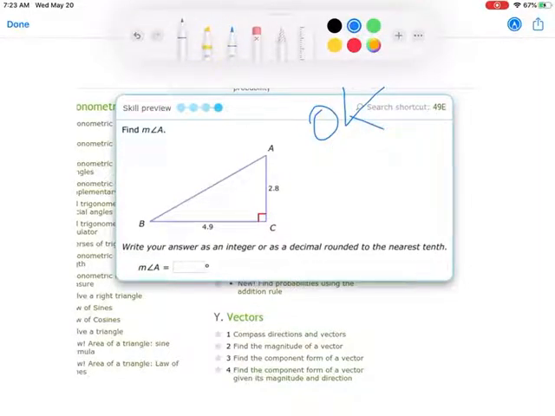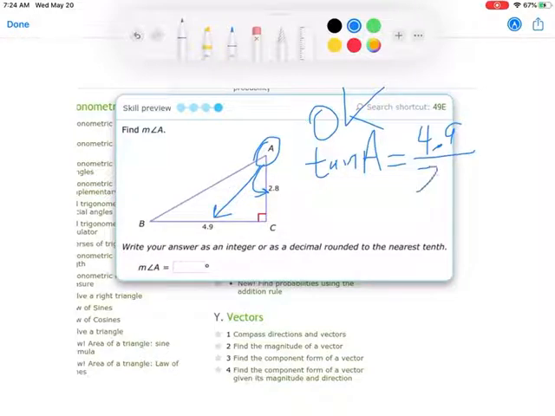Find the measure of angle A. That's this thing right here. So we've got the opposite and we have the adjacent. That is the tan function. Opposite, adjacent is tan. So tangent of A is equal to opposite 4.9 over 2.8. So to solve for the angle, you have to do the inverse.